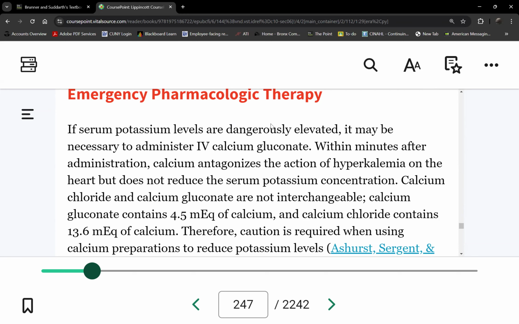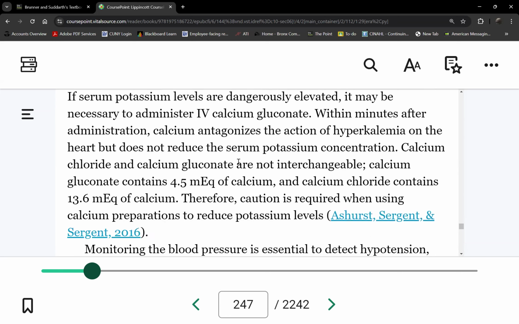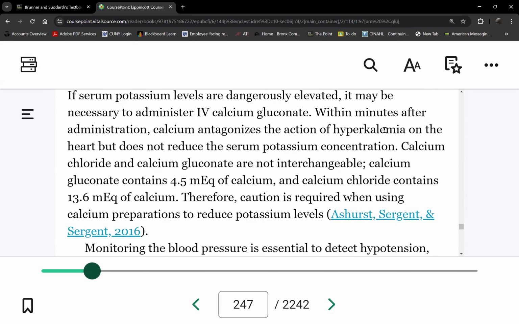So let's begin. To antagonize it, we have calcium gluconate. Since your potassium's high, give a large amount of IV calcium. Within minutes, this will antagonize the action of potassium on the heart. But again, does it decrease potassium? No, potassium remains high, but at least what will it do? It prevents a heart attack, cardiac arrest, okay?